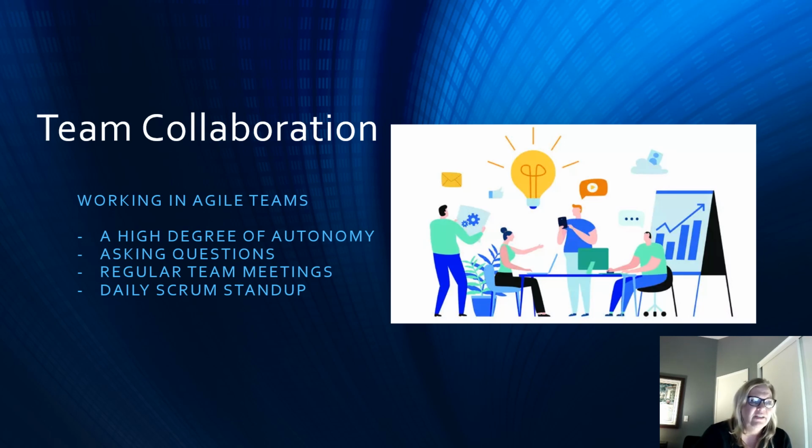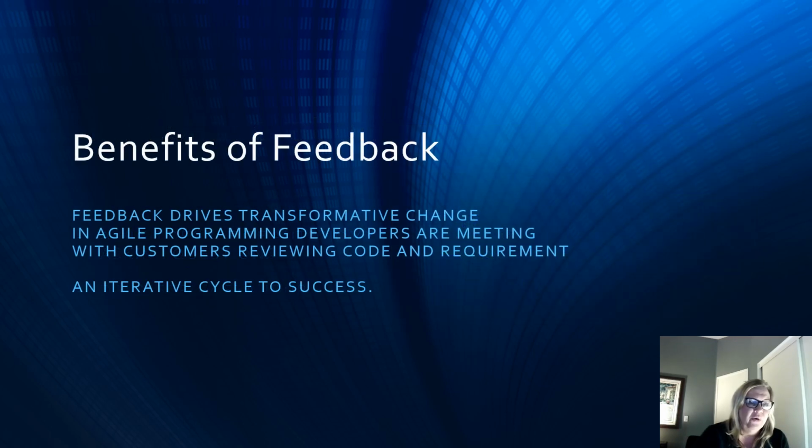A key benefit in Agile programming is team collaboration. Working in Agile teams gives developers a higher degree of autonomy. Asking questions, regular team meetings, and daily Scrum stand-ups all improve team collaboration and communication. In Agile programming, feedback is a key benefit. Feedback drives transformative change. In Agile programming, developers are meeting with customers, reviewing code and requirements. It's an iterative cycle to success.